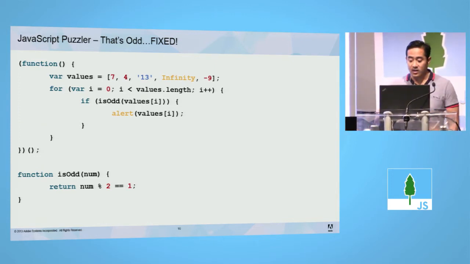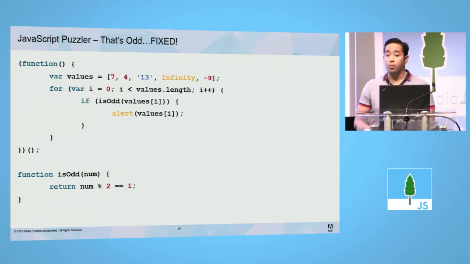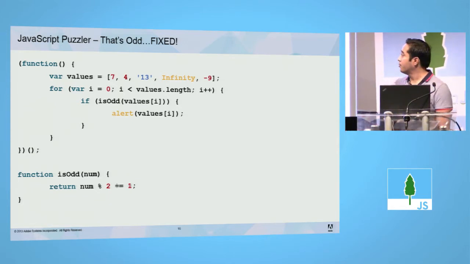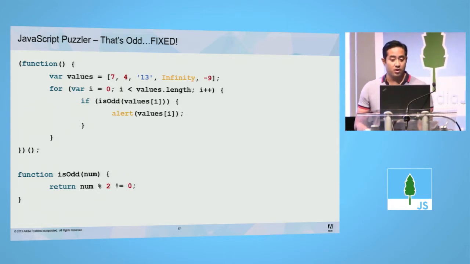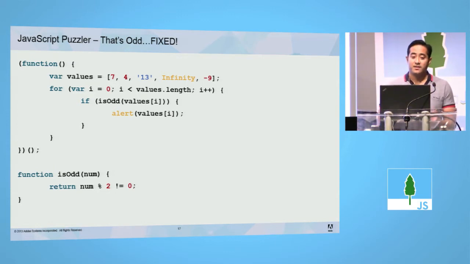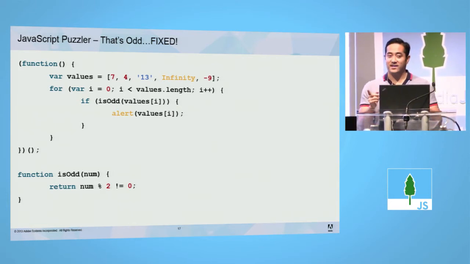So how do we fix this? Well, instead of checking for equality with 1, we could check for inequality with 0. So that should work. Bonus points for anyone else who knows the quicker way to check if a number is odd. I think I heard it. Bitmask? Yeah, there you go.